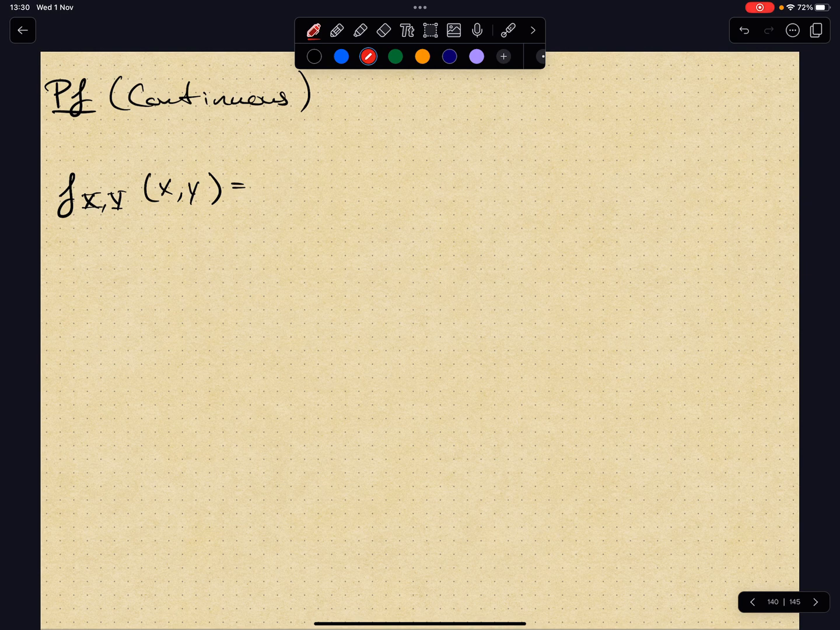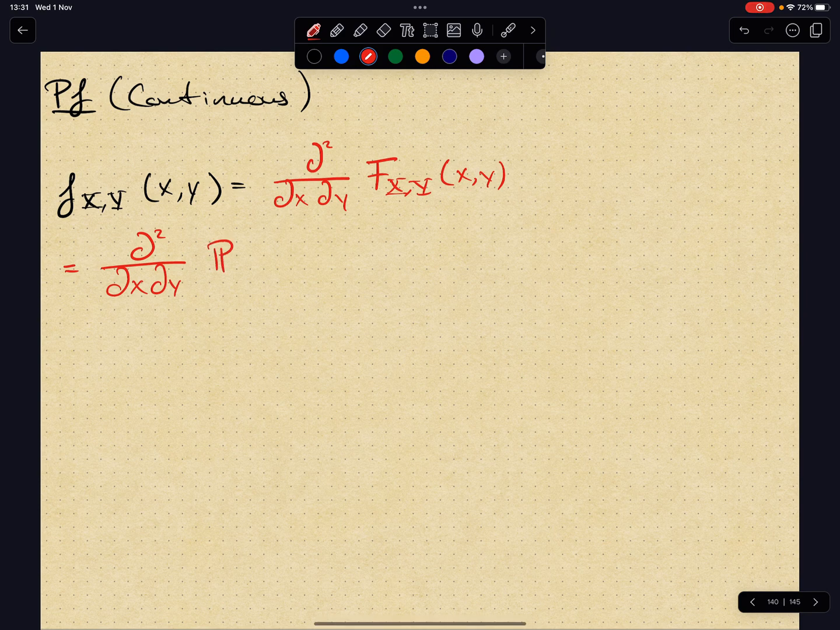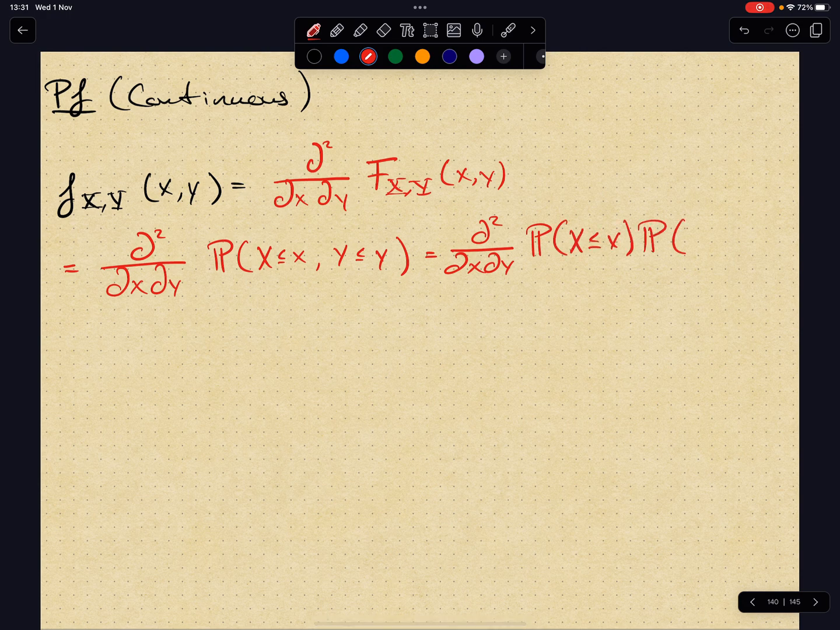Now let's do the proof for the continuous case. And here we'll see what we have. The definition is that the joint PDF is the partial derivative in x and y of the CDF. And in here, the CDF is the probability that X is less than or equal to x and Y is less than or equal to y. And now we use our independence property, and we can write the probability as the product of two probabilities.